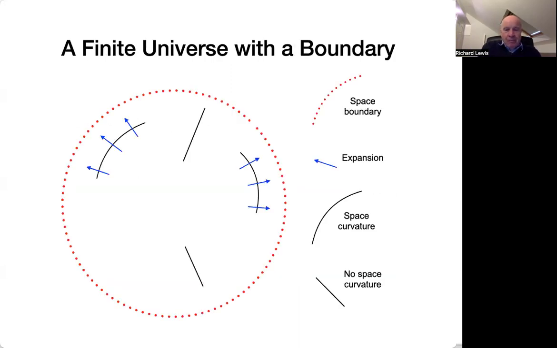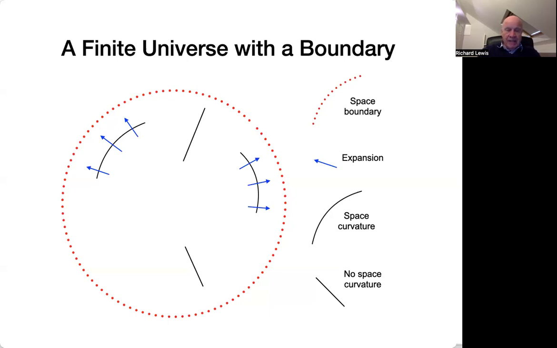So here we have a graphic describing the universe, showing the red dotted line being the space boundary. And it shows space curvature parallel to the boundary, but no space curvature in the radial direction. And the proposed mechanism for matter formation is that we have to consider, following the Einstein equations of general relativity, the effect of the expansion of space on the space curvature, which results in matter formation.